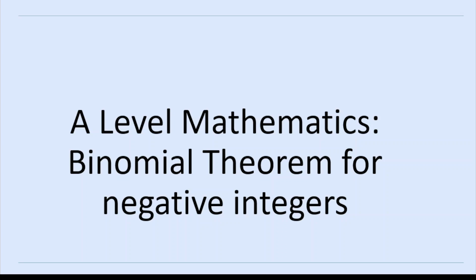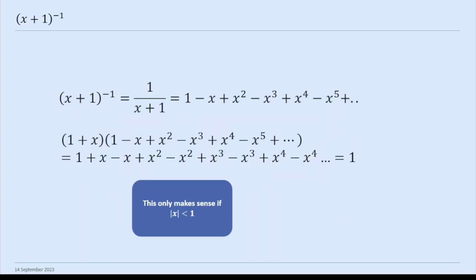I'm Simon. Today we're going to look at the O-level mathematics subject of binomial theorem for negative integers. So let's just start with 1 over x plus 1. What we can just see by basic algebra is that 1 over x plus 1 equals 1 minus x plus x squared minus x cubed plus x to the 4 minus x to the 5.